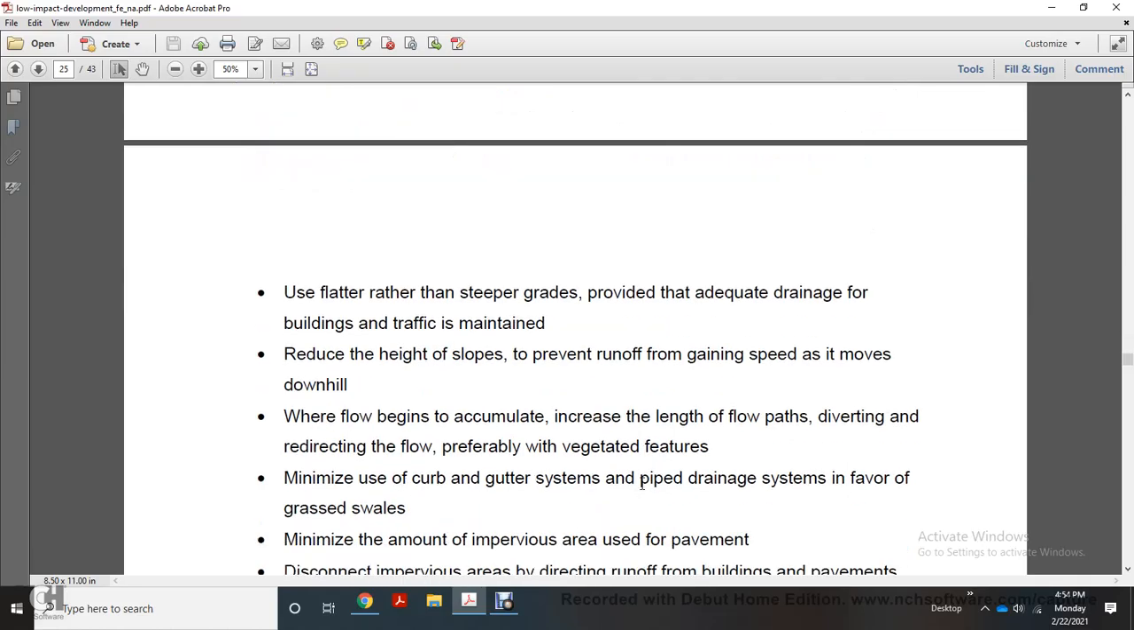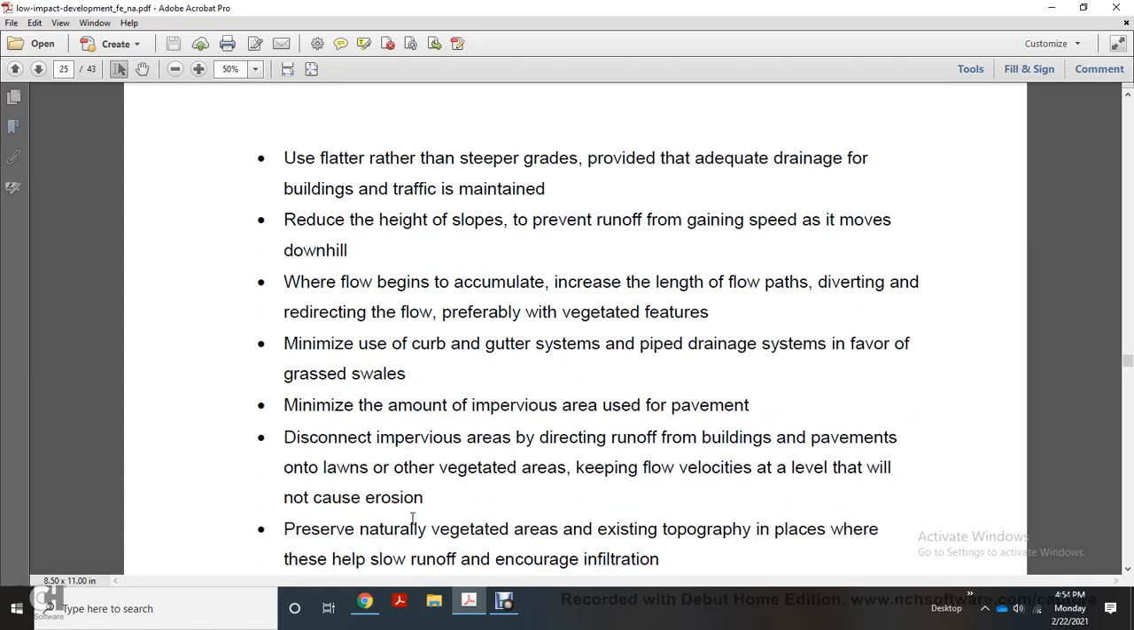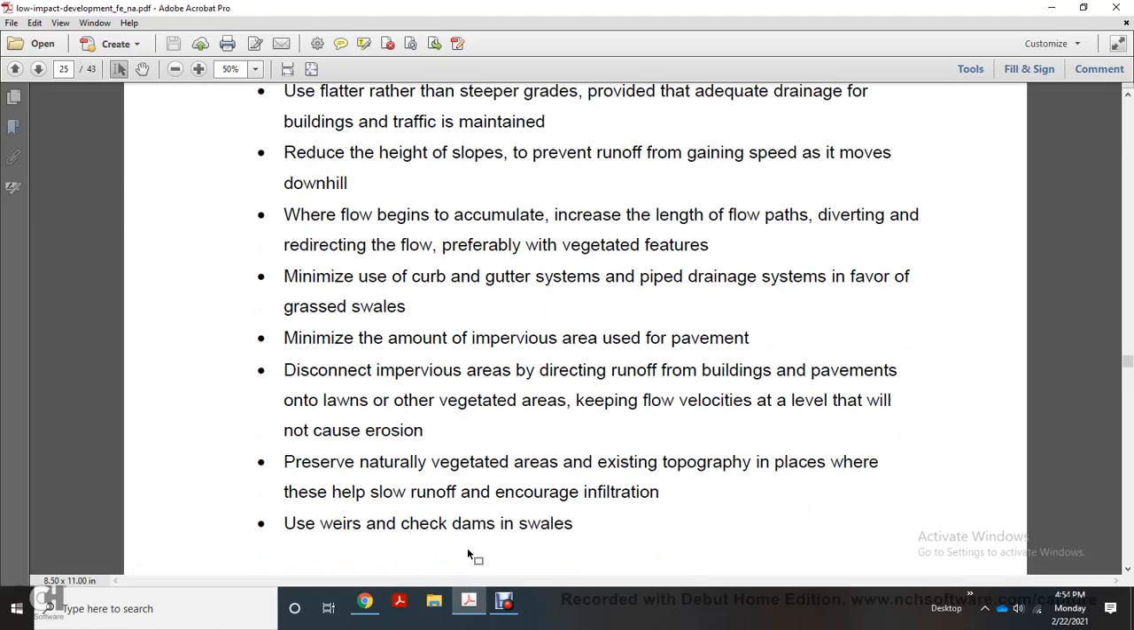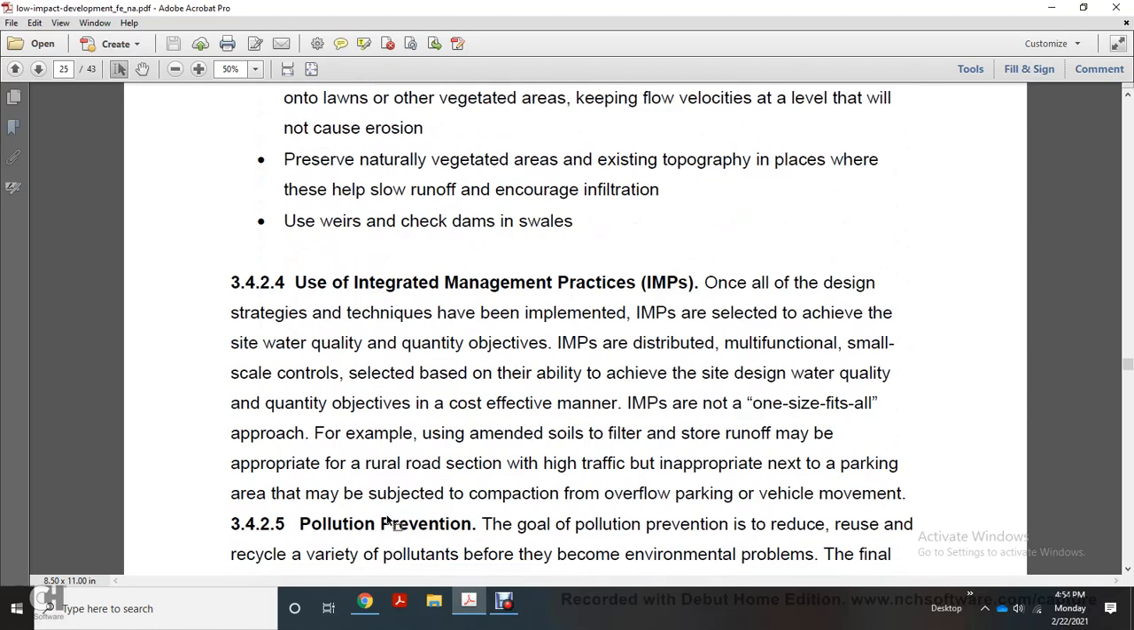Minimize use of curb and gutter systems and pipe drain systems in favor of grass swales. Use the pavement to disconnect the impervious area by directing runoff from the buildings and pavement onto lawns or other vegetated areas, keeping flow velocity at a level that does not cause erosion. Preserve naturally vegetated areas and existing topography in place where these help slow runoff and encourage infiltration. Use weirs, check dams, and swales.